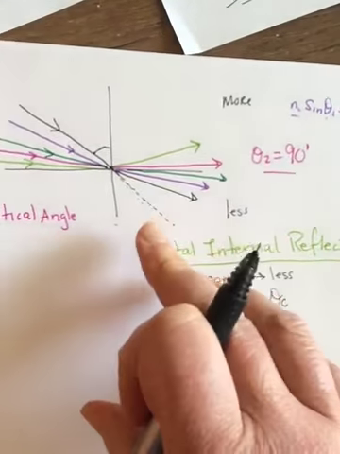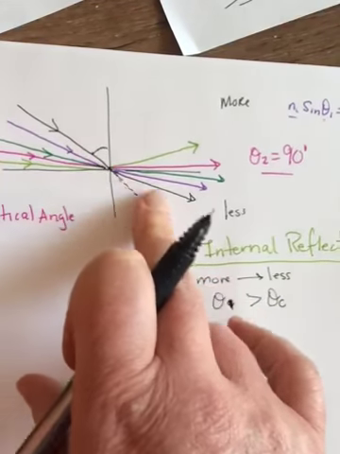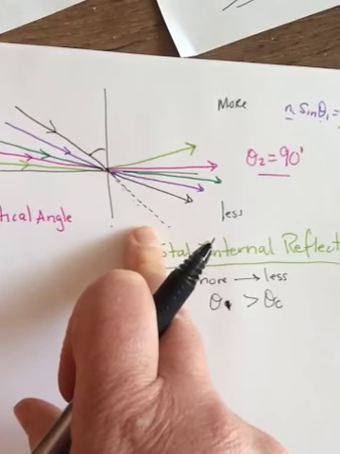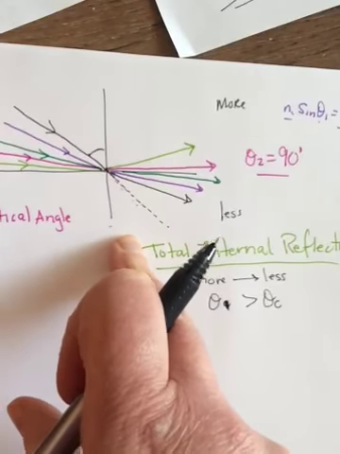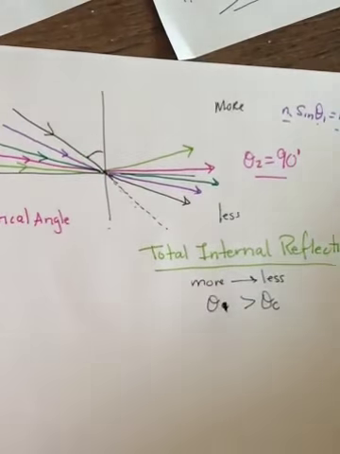Okay? So when you're going from more dense to less dense, then the light can either refract into the second medium at an angle less than the angle of incidence.